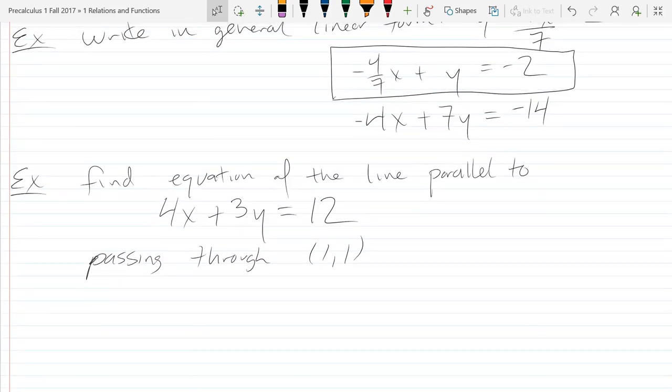So what you know about parallel means these lines are going to have the same slope. Except I can't see the slope directly in this line right here. So what I have to do is solve for y. That will show me the slope. And once I have the slope, I can find the point-slope form or slope-intercept form. So go ahead and find the slope first by solving for y.